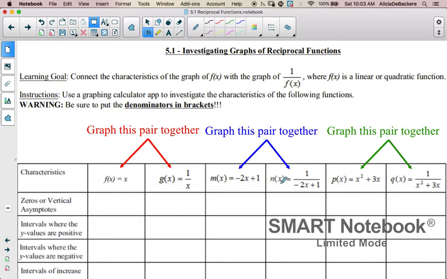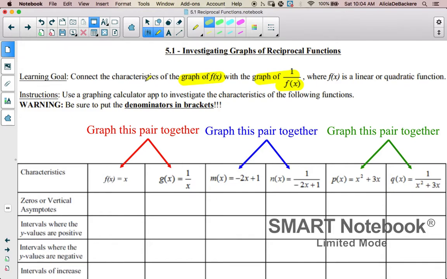And then we're going to look at a couple of different original functions with reciprocal. So here's just a more complicated line for the second original and then the reciprocal of that. And then here we're going to actually look at what happens when I have a quadratic as the original and I take the reciprocal of that. So our idea here, our goal is to connect those characteristics of the graph of f of x with the graph of 1 over f of x.